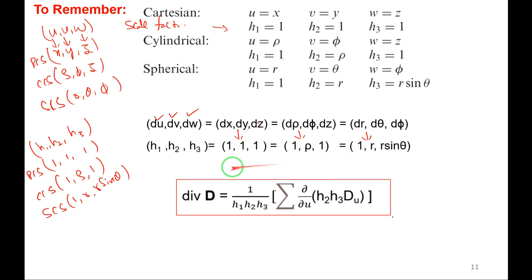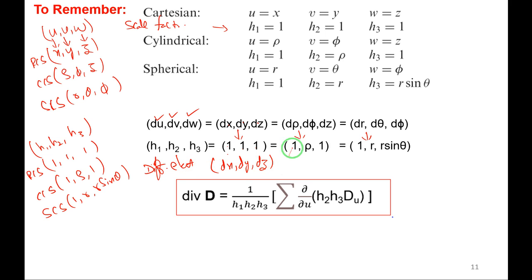If it is asked to write down the differential elements in the rectangular coordinate system, just multiply the corresponding scale factors. This is h1, h2, h3. Multiply h1 into dx, so I will get dx. h2 into dy, it is 1 into dy, I will get dy. 1 into dz, right? These are the differential elements in the rectangular coordinate system.